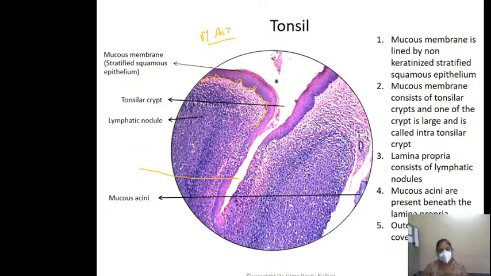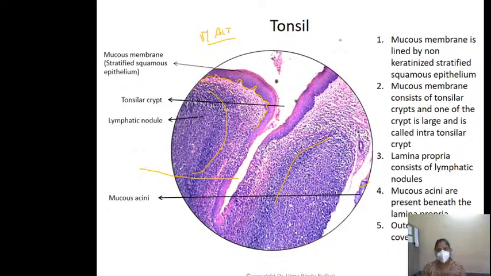Beneath this you see the lamina propria, and within the lamina propria you see a collection of lymphoid follicles. This is one lymphoid follicle and this is the other. You see a number of lymphoid follicles beneath the lamina propria. Then the outer surface is covered by the capsule, and sometimes you may see mucous acini, serous acini, and some blood vessels. All these structures you see beneath the lamina propria.